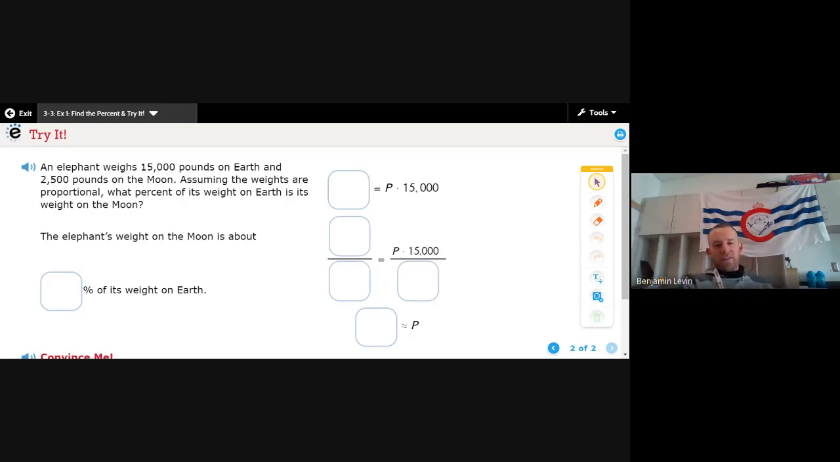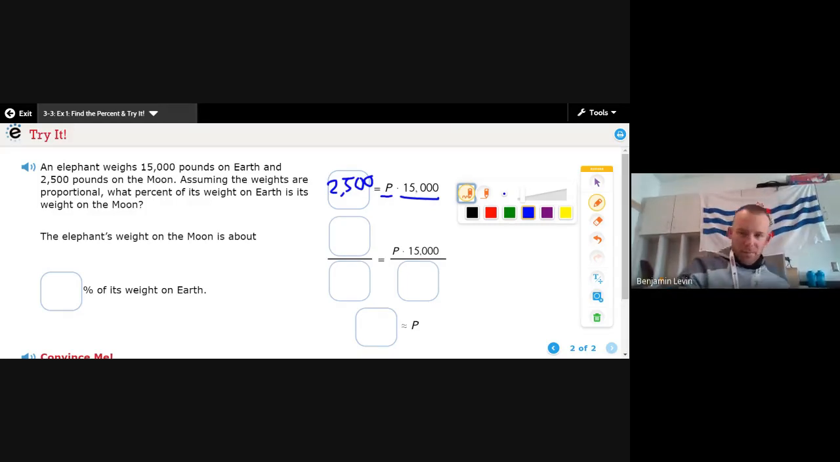So it's telling us the elephant weighs 2,500 pounds on the moon. 2,500 pounds on the moon equals the percent, that's what we're trying to find, of 15,000. What percent of 15,000 is 2,500? That's what it's asking us. 2,500 is, means equals, what percent of, means times, 15,000. 2,500 is what percent of 15,000? That is literally how you can read that problem.